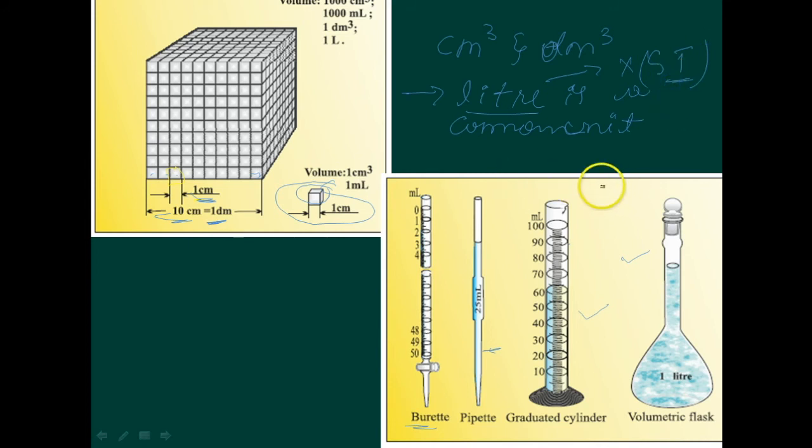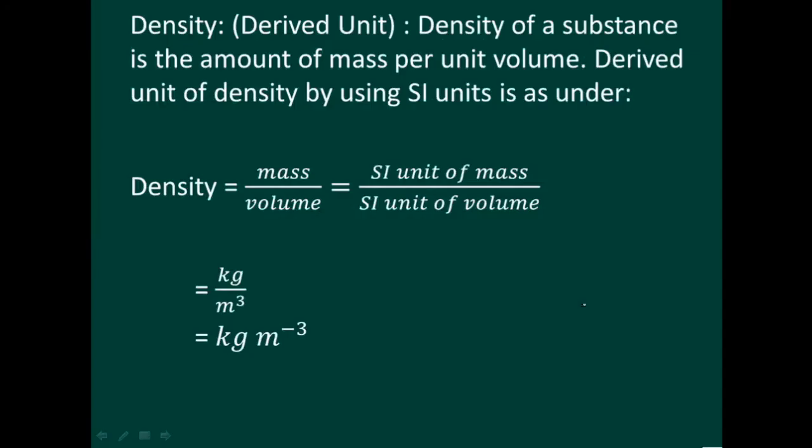So when a smaller volume is used, the unit is a milliliter. As I explained, milli means what? 10 raised to minus 3, okay. So in the laboratory, volume of liquids can be measured by using a cylinder, pipette, burette and volumetric flask, okay. This is about the volume, and next is the density.